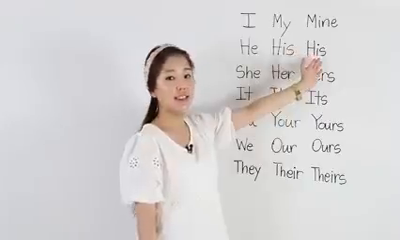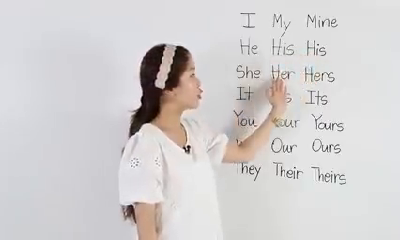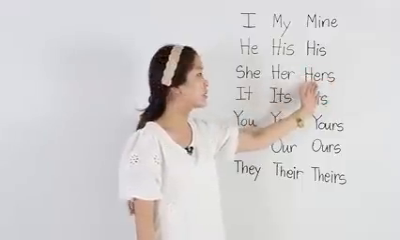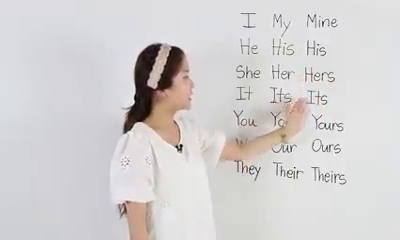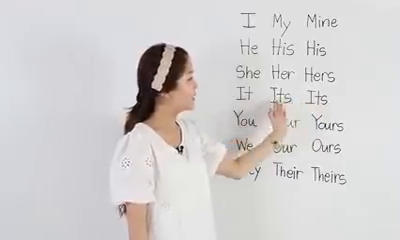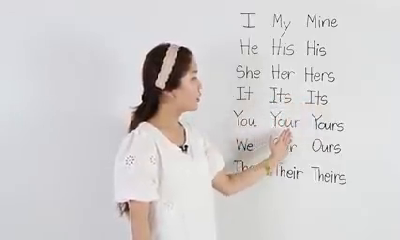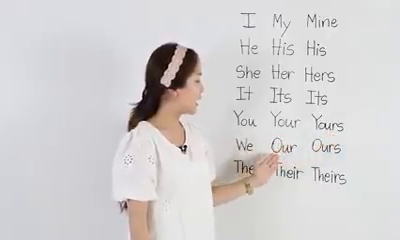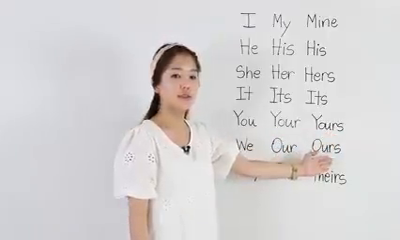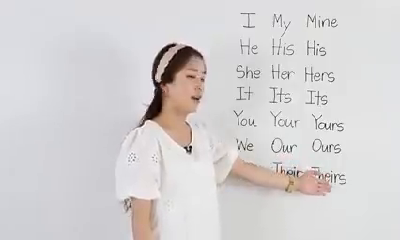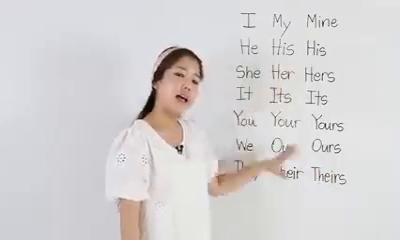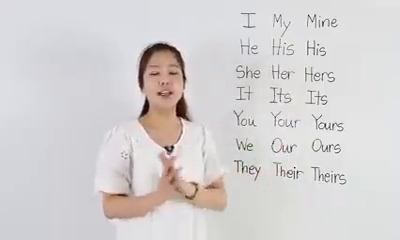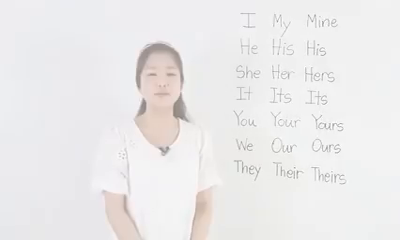His, his. For her, we say hers. We add an S, hers. Its, its. Again, it's the same. Your, yours. We have to put an S, yours. Our, ours. And their, theirs. Again, I know that this can be really confusing, but let's practice some more, okay? And let's move on to the next part.